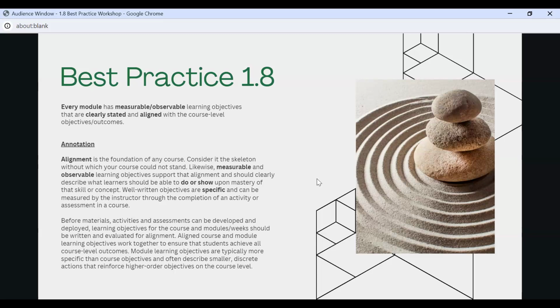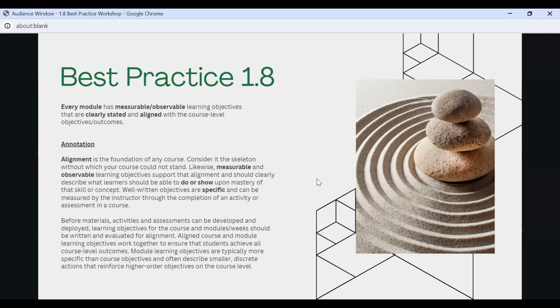And the annotation reads, alignment is the foundation of any course. It's the skeleton around which your course could not stand. Therefore, measurable and observable learning objectives support that alignment and should clearly describe what learners should be able to do or show upon mastery of that skill. Well-written objectives are specific and can be measured by the instructor through the completion of an activity or assessment in a course.